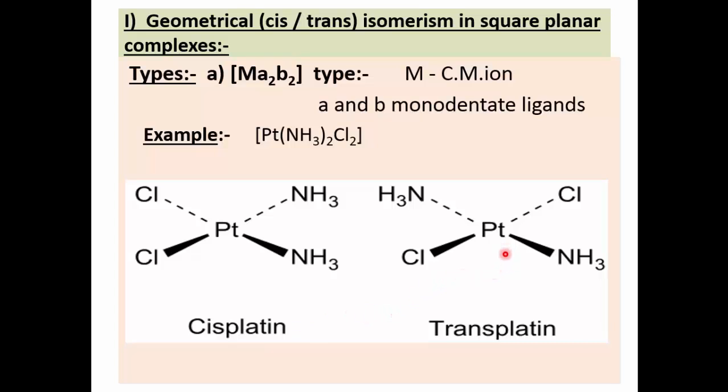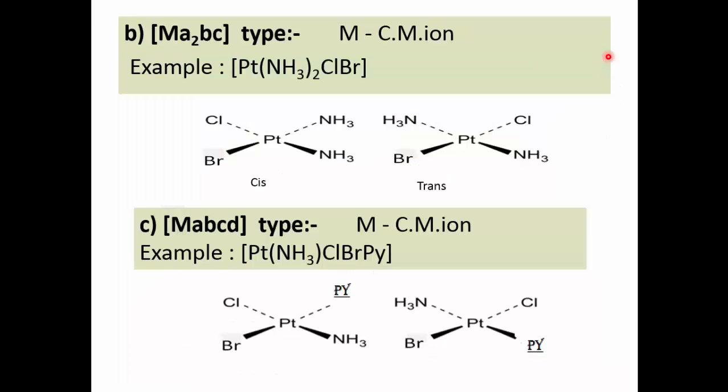Followed? Then see the second structure. In this structure, we observe that this is the central metal ion platinum. 2 same groups, 2 same ligands, are present opposite to each other. Similarly here, chloride ions are present opposite to each other. Therefore, this is called the trans isomer, and hence the name of this isomer is transplatin. Followed? So, 2 same ligands present on the same side is the cis isomer. If they are present opposite to each other, it is called the trans isomer.